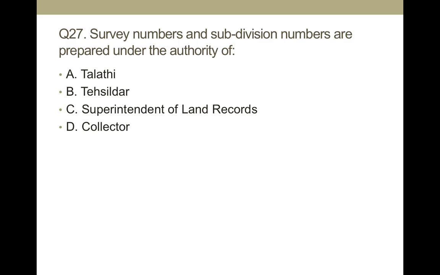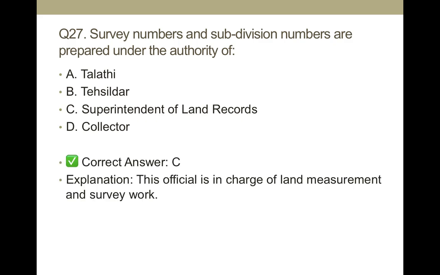Question 27. Survey numbers and subdivision numbers are prepared under the authority of option A, Talati, option B, Tahsildar, option C, Superintendent of Land Records, and option D, Collector. So the correct answer is option C, that is, the official in charge of the land measurement and survey work, that is Superintendent of Land Records.